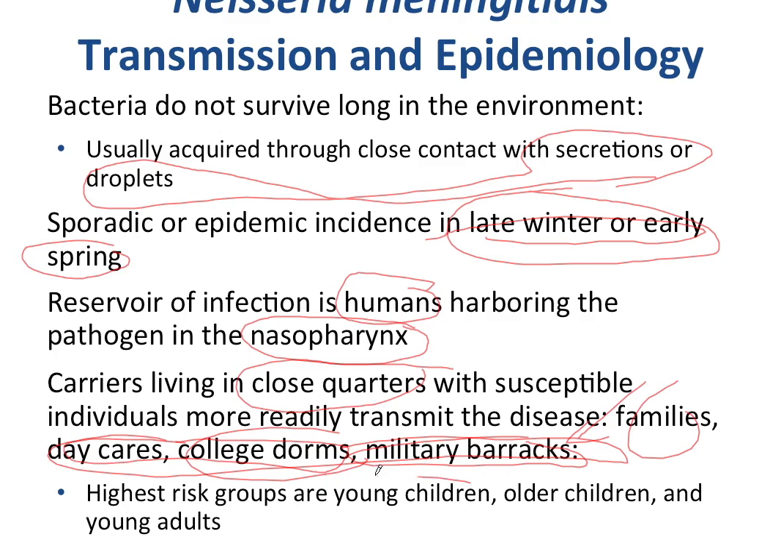High risk people would be young children and young adults, because most of them are students, okay? Students in the daycare, in the elementary school, in the college. There are also young soldiers in the military base. They are the high risk people.